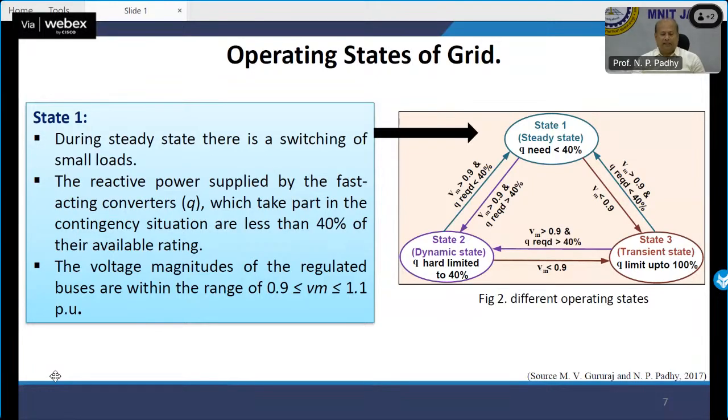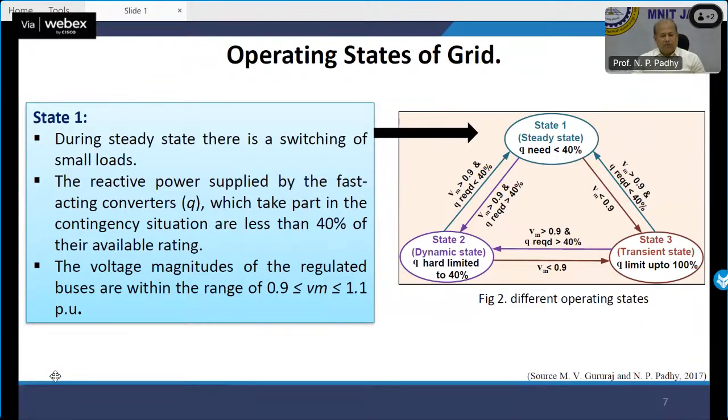So there are three different states: state number one, state number two, state number three. These are the states of operation we normally experience in any distribution system. The first one, state number one, is the very steady state, when the reactive power requirement is less than 40%. A very happy mode. The system is fine, the reactive power requirement is very reasonable, and there is no issue.